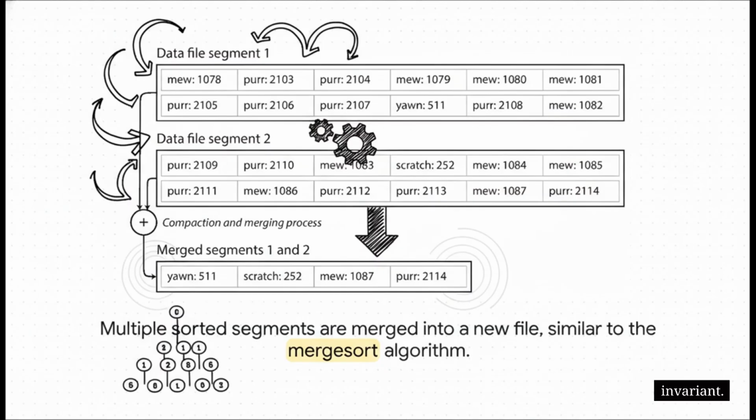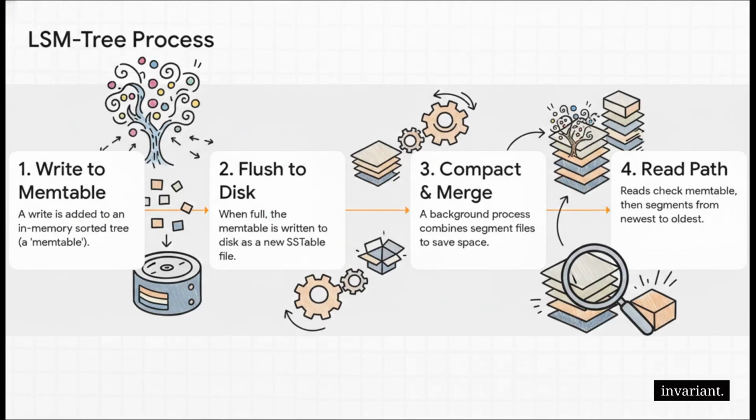Because every one of these files is already sorted, we can merge them together incredibly efficiently. It's just like the merge sort algorithm you might have learned about. You can take 100 small, sorted files and merge them into one big, new sorted file in the background without ever stopping the database from handling new reads and writes. It's really slick. So let's put it all together.